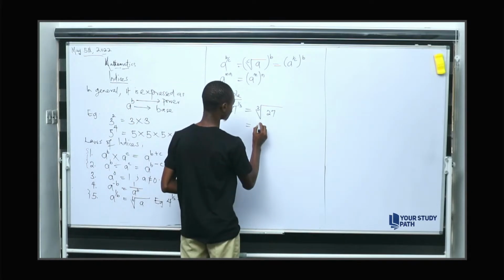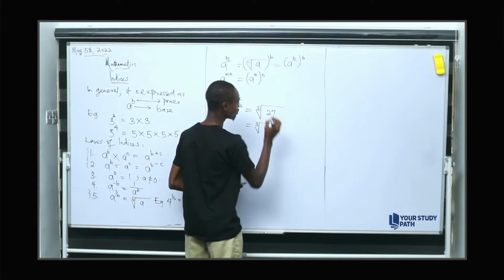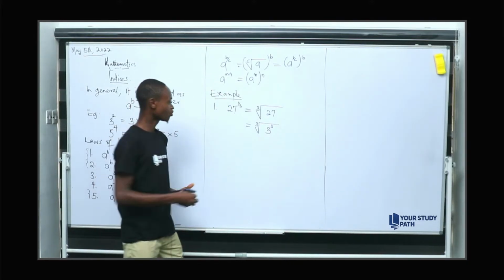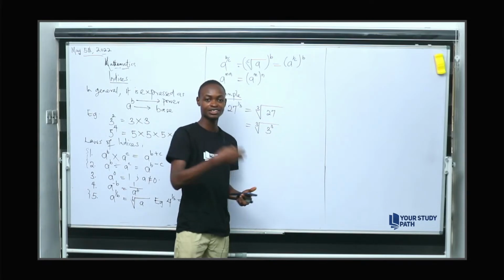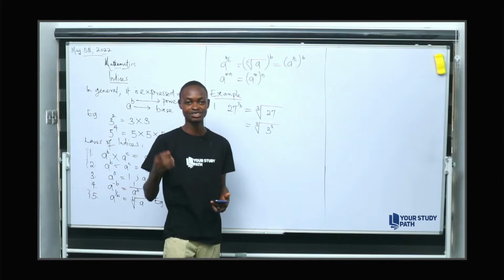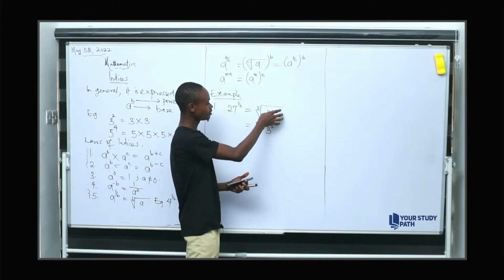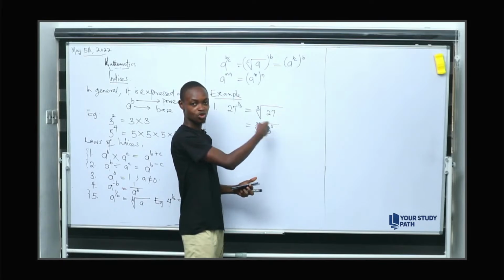You'd have this as the cube root of 3 raised to the power of 3. So 3 raised to the power of 3 represents 27. That's 3 times 3 times 3. That's 3 times 3 is 9 times another 3. That gives you 27. So you have 3 raised to the power 3 in the place of 27, then the cube root covers it, right?